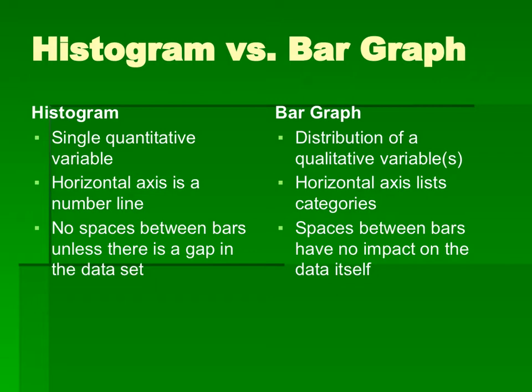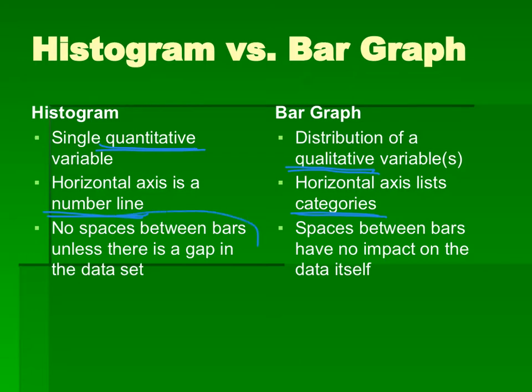A histogram might look like a bar graph, but there are some important differences highlighted in these lists. First and foremost, a histogram is always used for a quantitative or a numeric variable, while a bar graph is for a qualitative or categorical variable. The histogram has a horizontal axis that is always a number line, so again, we're talking about something quantitative, whereas a bar graph has categories. So it might be something like colors or yes or no, something where a response is not numeric.